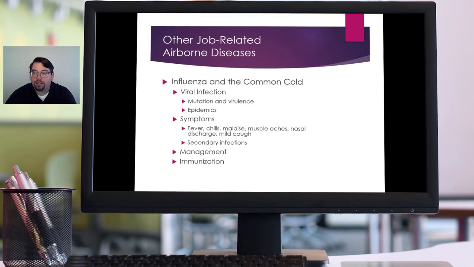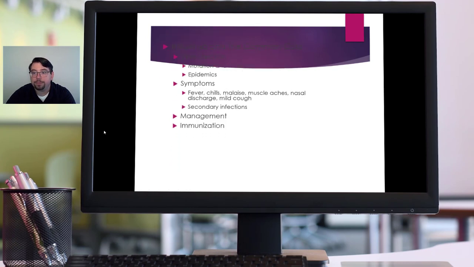Other issues that we deal with are things like influenza, the common cold, and viral infections. Most of these are going to be, again, generic symptoms you would see associated with the flu or common cold: fever, chills, malaise, muscle aches, nasal discharge, and a mild cough. They may also develop secondary infections based on an opportunistic pathogen. Management is primarily going to be supportive care: IV fluids as necessary, oxygen administration and ventilation support as necessary, guided by our pulse oximetry, and then recognizing that keeping up on regular vaccines, flu vaccines, is going to be helpful with influenza.